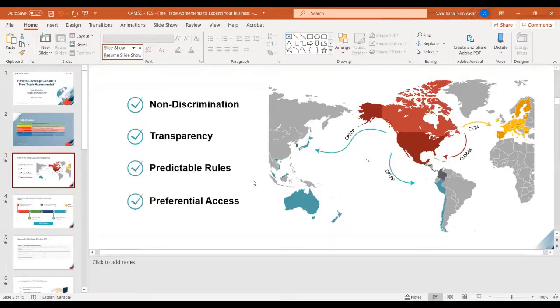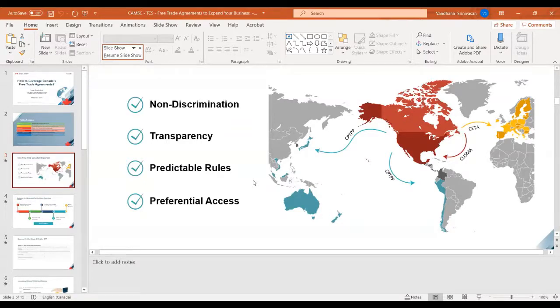Transparency is almost the same thing. The trading partners agree to make the rules for accessing the market and operating in the market visible, and to make these rules available. As Canada, we put all our regulations publicly, so that the country trading with Canada will know in advance what the rules are, what the tariffs are, and we expect the same of other trading partners.